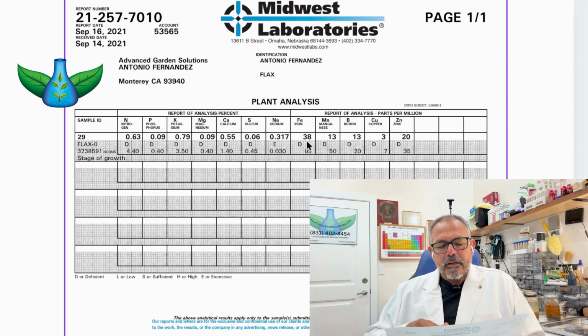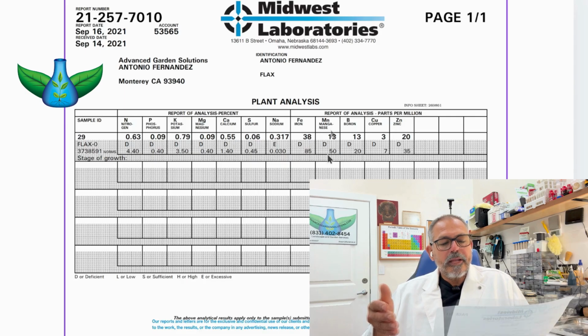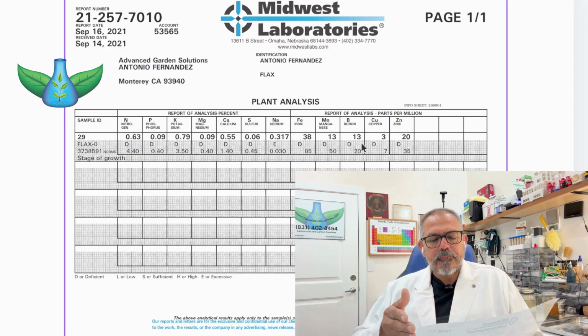Moving on to iron. Iron should normally be 85 parts per million, but in this case, we only have 38 parts per million, which is very low from what it should be. Next is manganese. It should be 50 parts per million, but we only have 13 parts per million. Boron should be 20 parts per million, and we only have 13 parts per million.